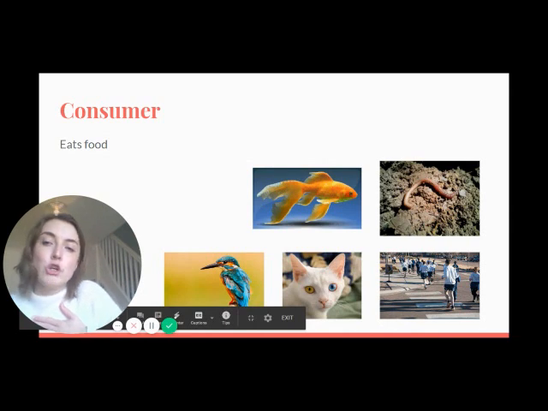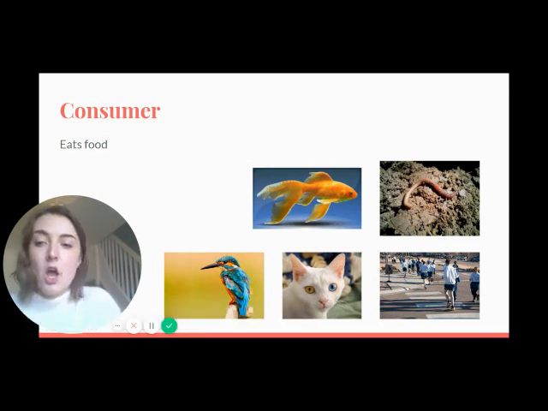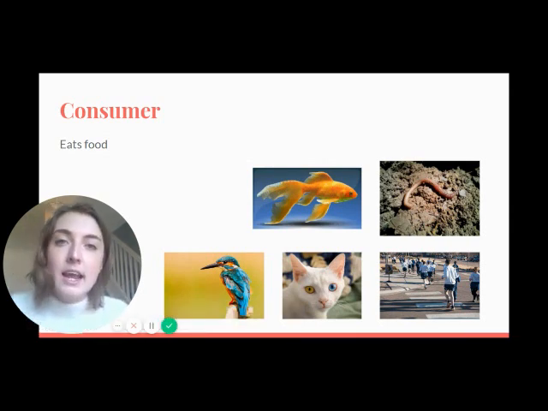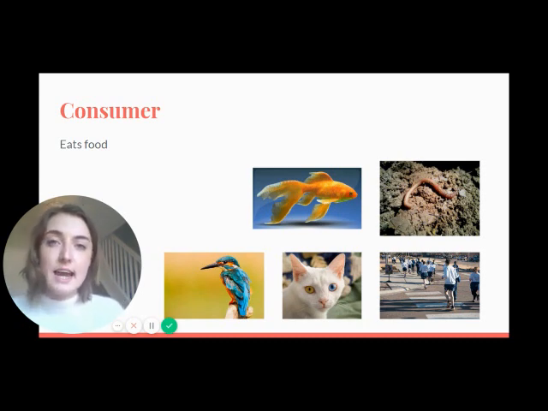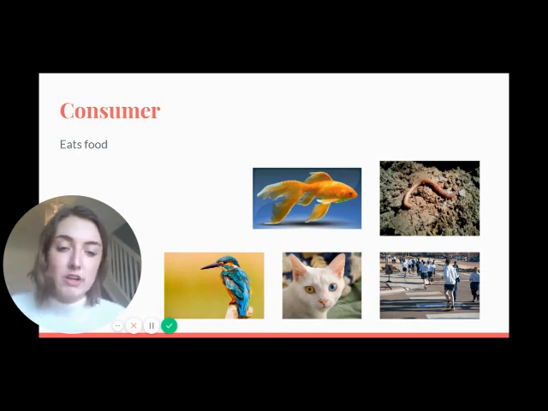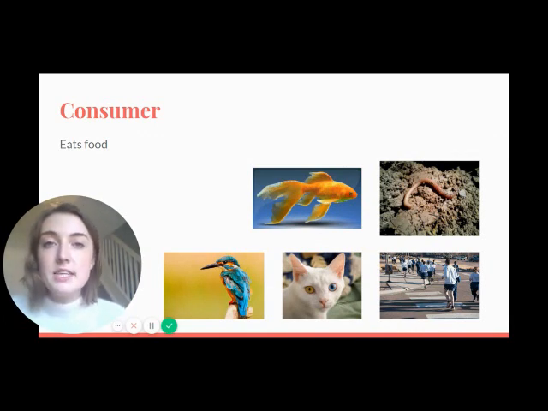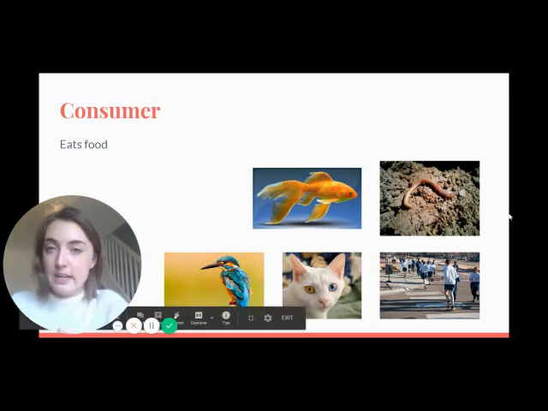My turn, consumer. A consumer is any animal that eats food. It doesn't matter if it's a plant or if it's meat, it just means it's an animal that eats food. For example, the cat that's on the screen, we know that they eat lots of different kinds of foods, and while they don't eat exactly like we do, they are happy to eat cat food, or they go out and find their own mice. So it doesn't matter that they don't look like us when they eat, they're still eating.